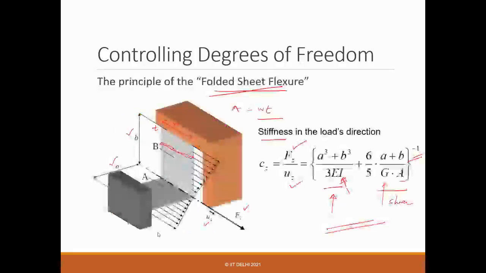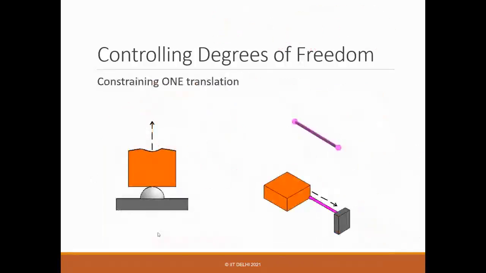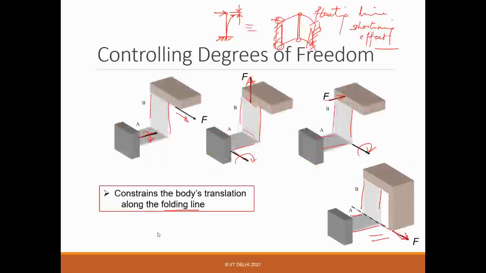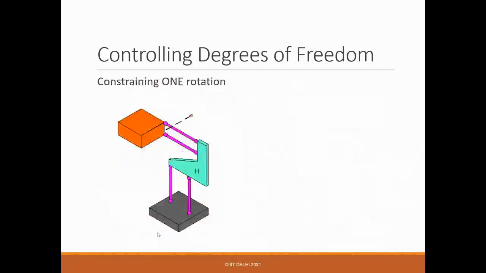So for translation, there are various examples: point contact, wire flexures, truss, folded flexures or sheet flexures in series, and then you see how it works. But when it comes to one rotation, there is no shortcut. There is no one member which can give you one rotational constraint, and you always have to go through an intermediate member.